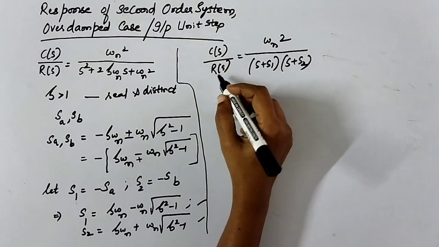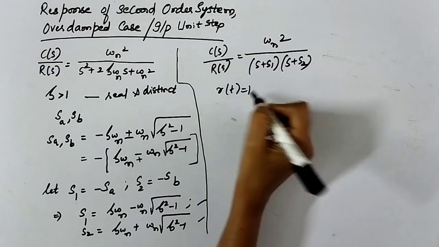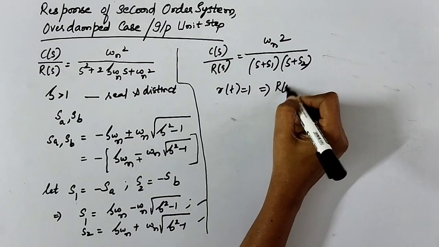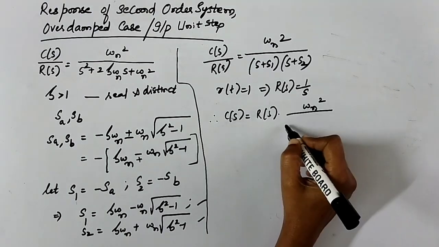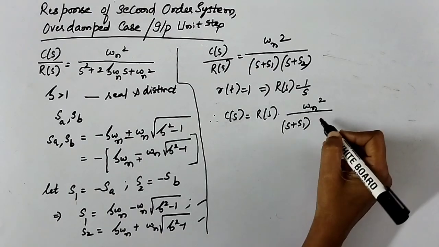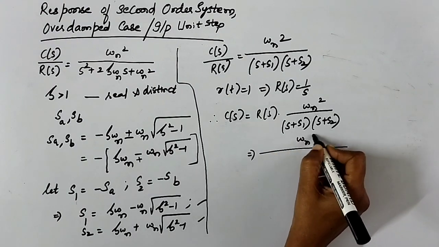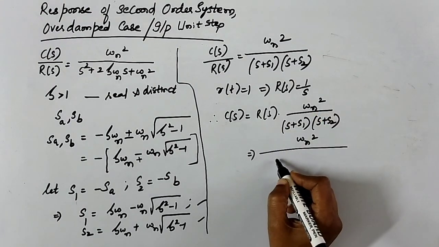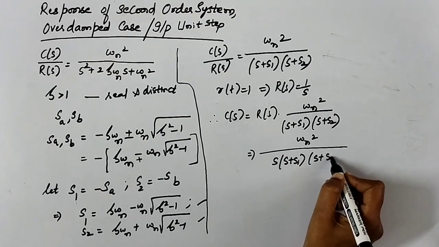Now for unit step input, that would be r(t) equal to 1. That implies R(s) equal to 1 by s. C(s) equal to R(s) into omega n square by (s plus S1) into (s plus S2). That implies omega n square by, R(s) is nothing but 1 by s, so s into (s plus S1) into (s plus S2).